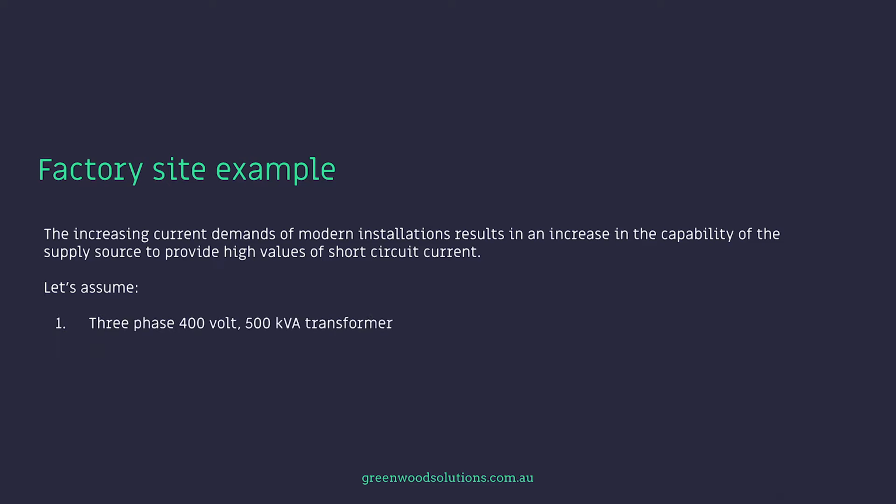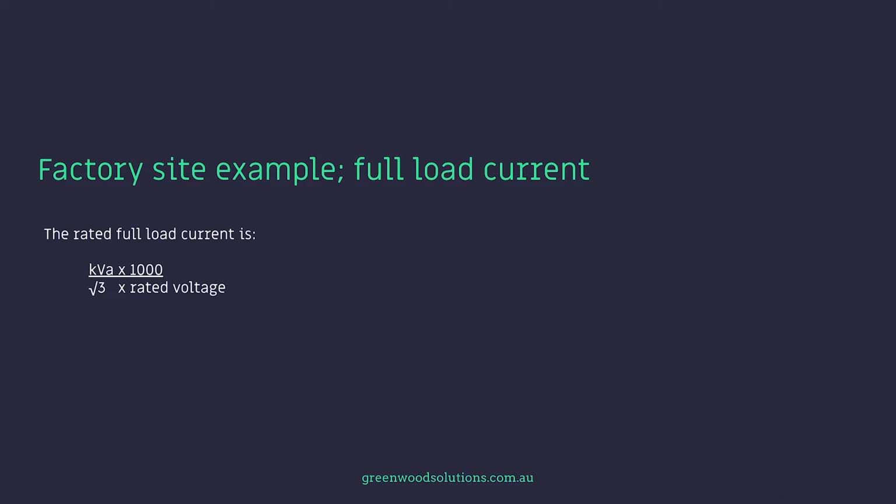So let's assume a three-phase 400 volt 500 kVA transformer has an impedance of 5%, supplying the 400 volt bus bars on a factory switchboard. The rated full load current is the kVA of the transformer times 1000 divided by, in brackets, square root of 3 times the rated voltage. So we've got 500, which is the kVA of the transformer, times 1000 divided by 1.73 times 400, and this gives you a figure of 722.5 amps as the rated full load current.